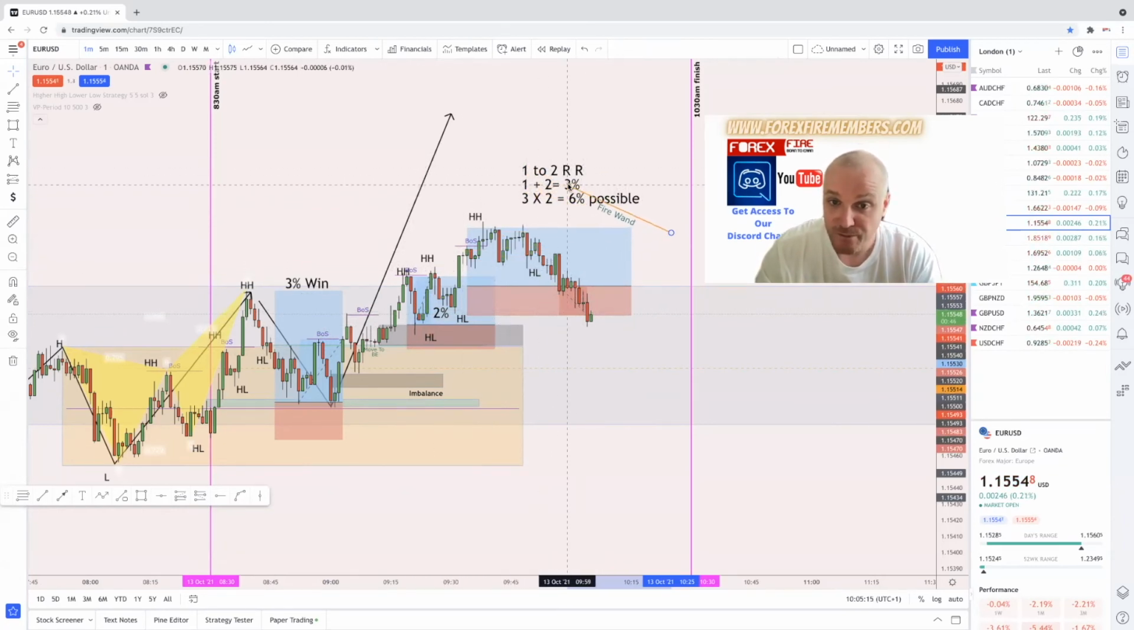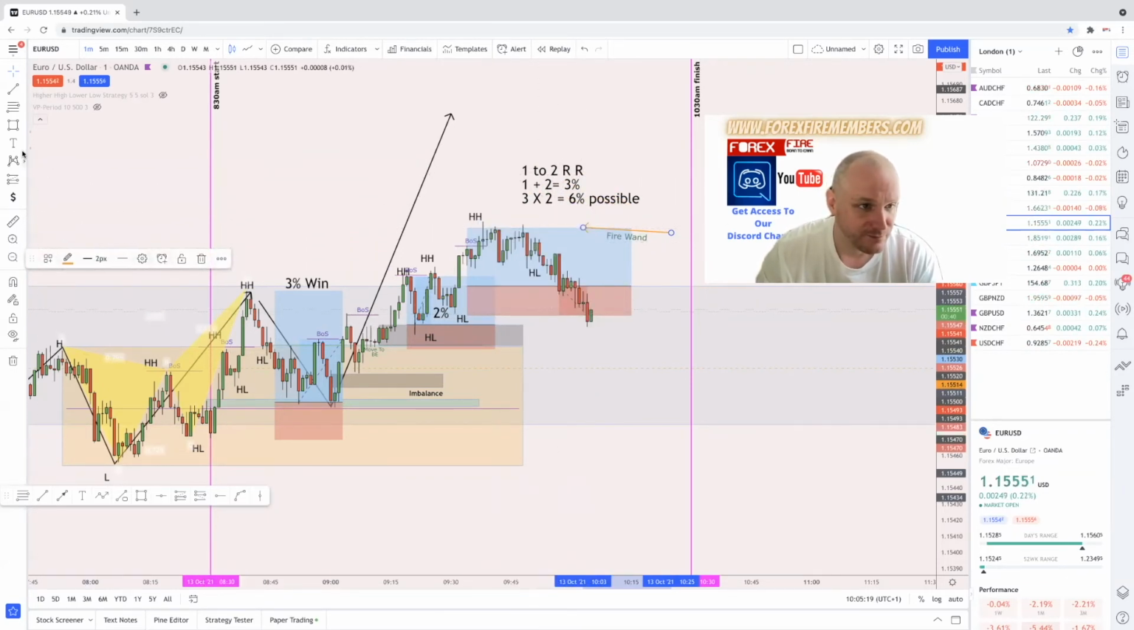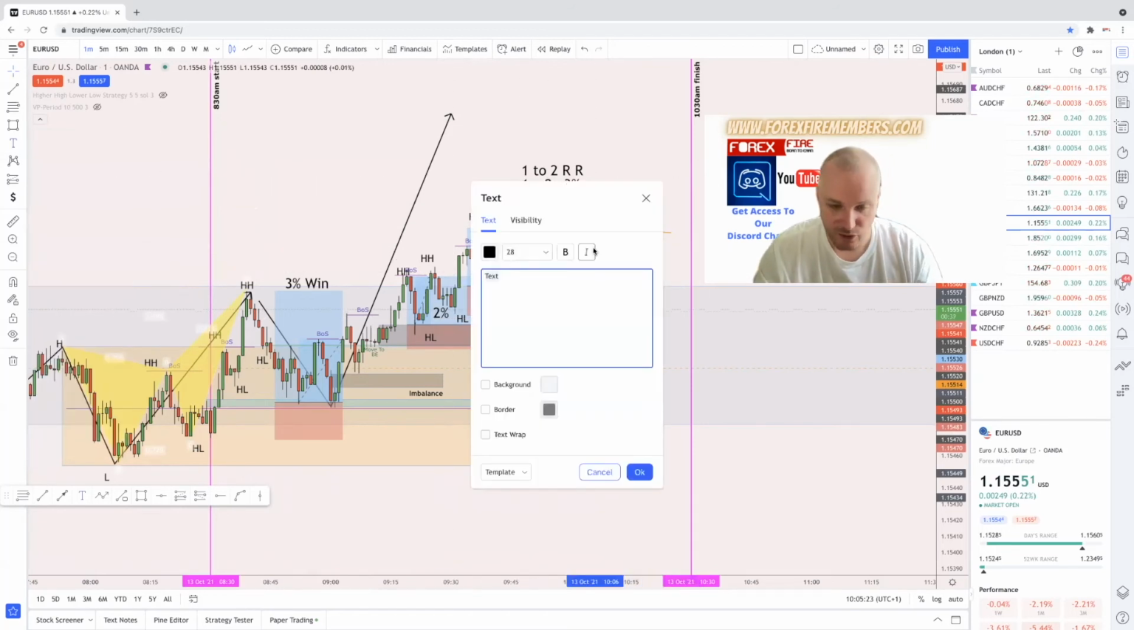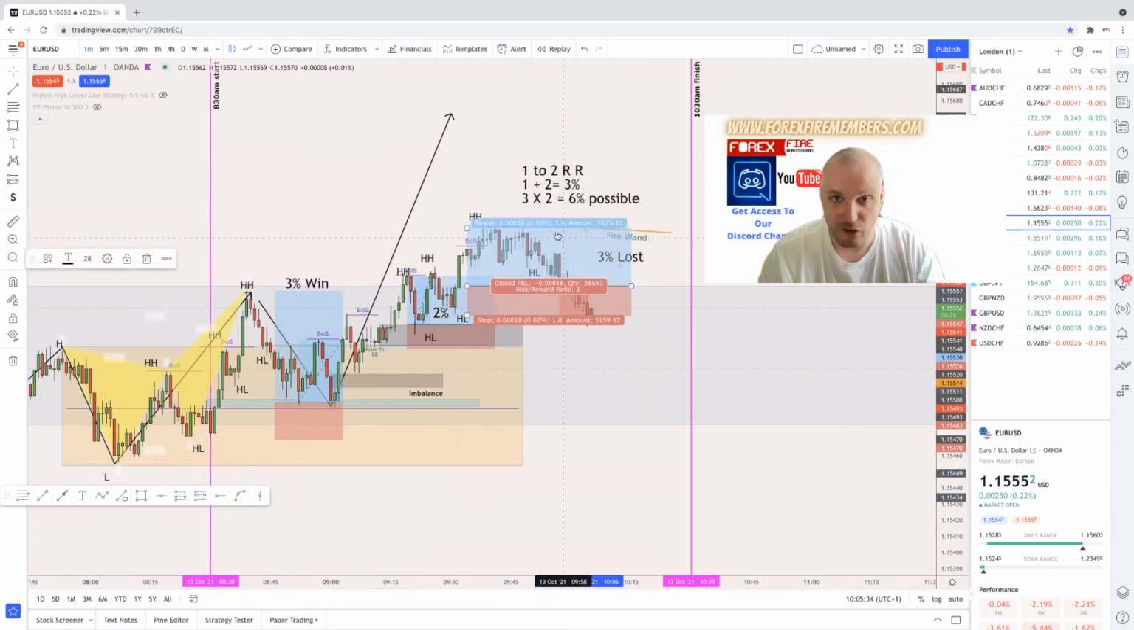So 3% has been risked on here. 3% was risked, and it's lost. 3% lost. Okay, so we do that.